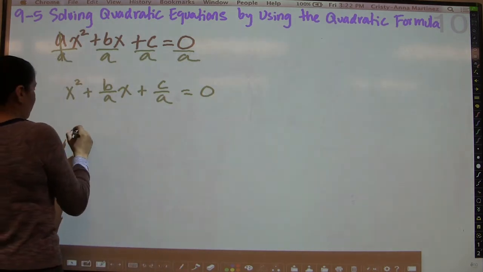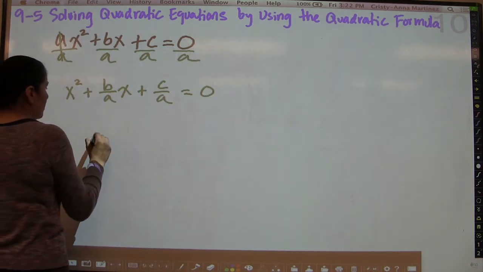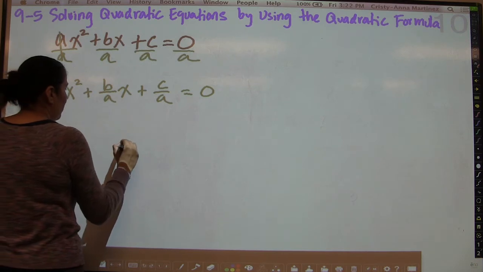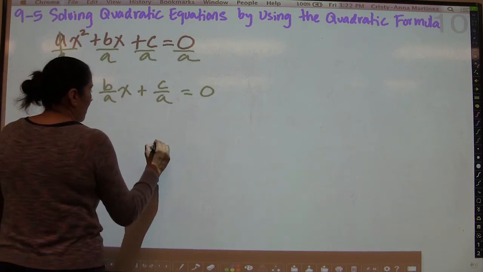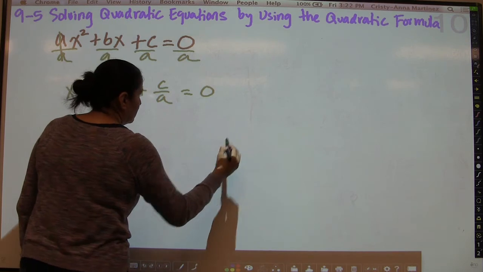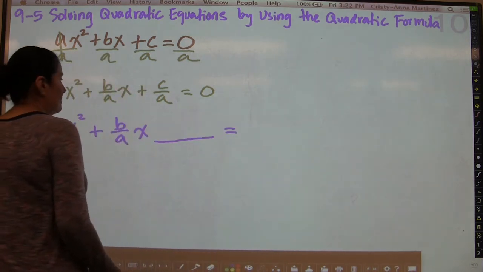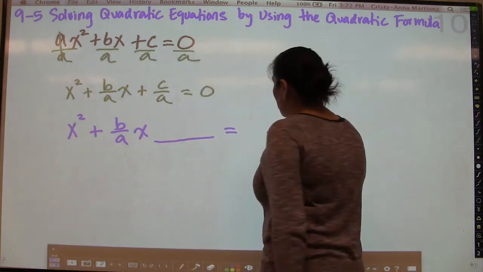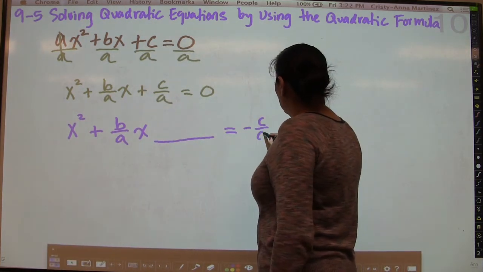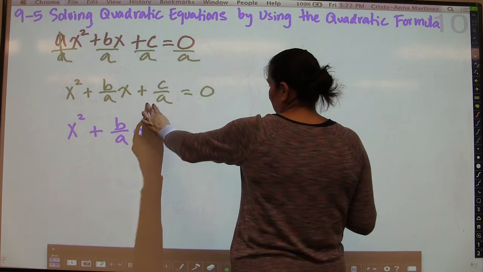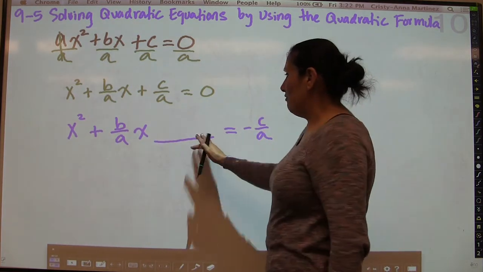So now we're going to have x squared plus b over a x, and then we're going to have our blank. And then we're going to put over here negative c over a because we're going to subtract this c over a to the other side. So now we have our blank there.